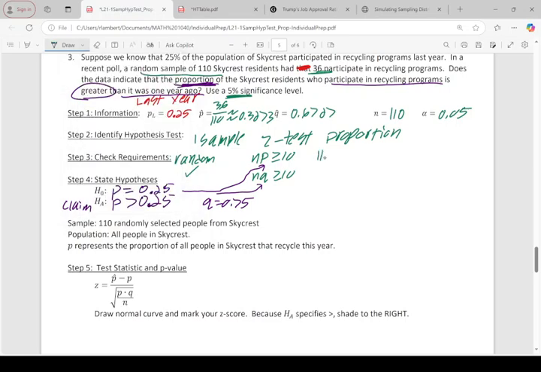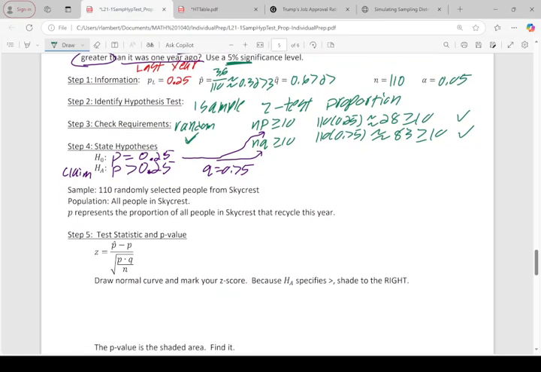Okay, so let's see, 110 times 0.25. I'm going to do this on a different calculator. So that's greater than 10, and then 110 times a bigger number, 82.5. So those both are plenty big. So our requirements check out.